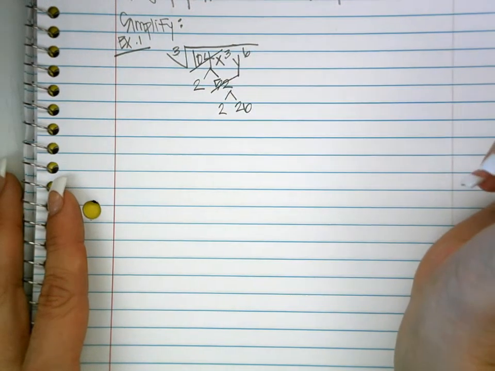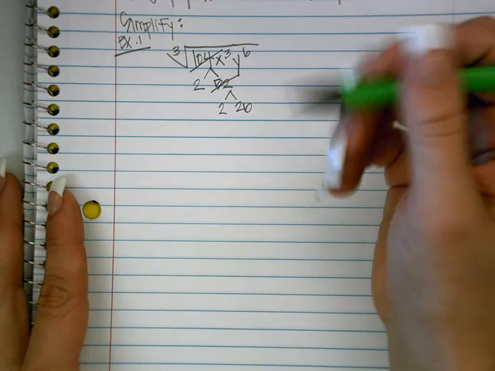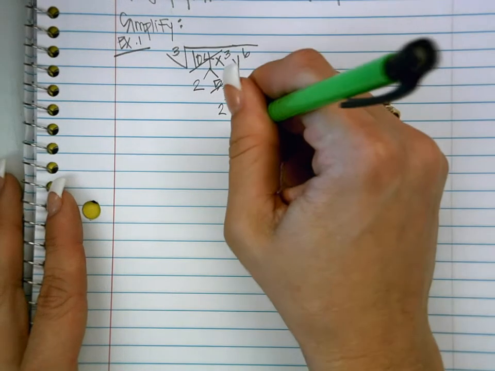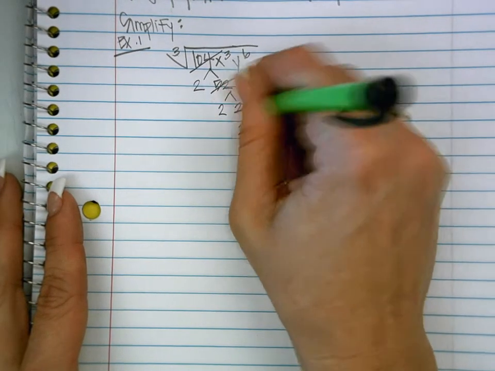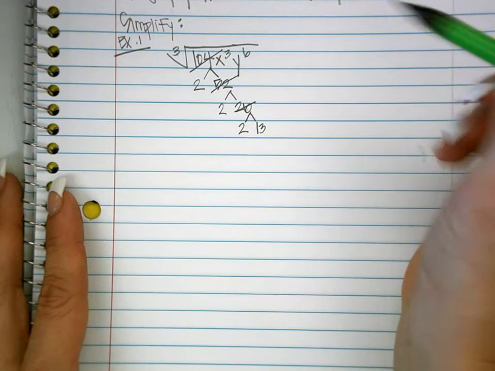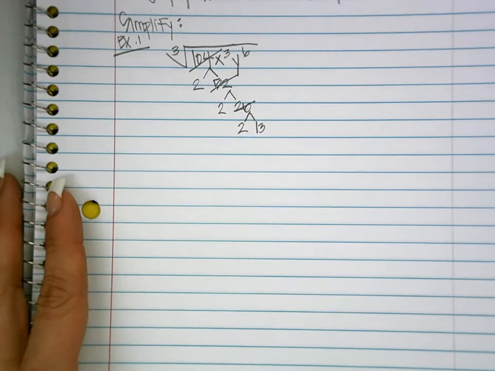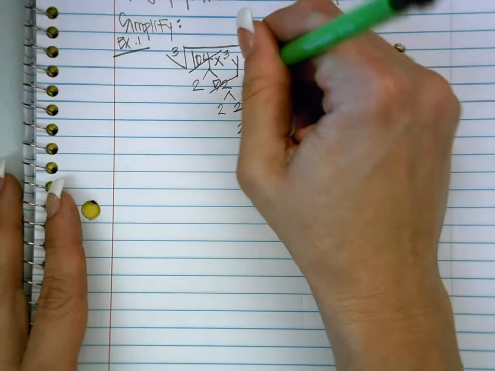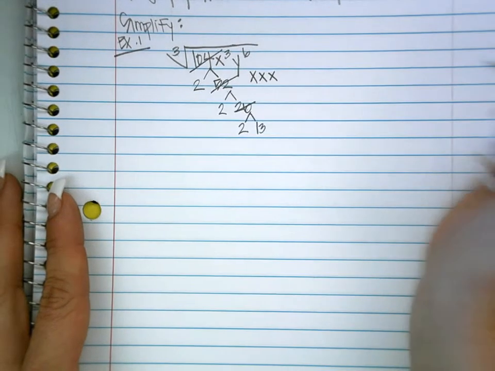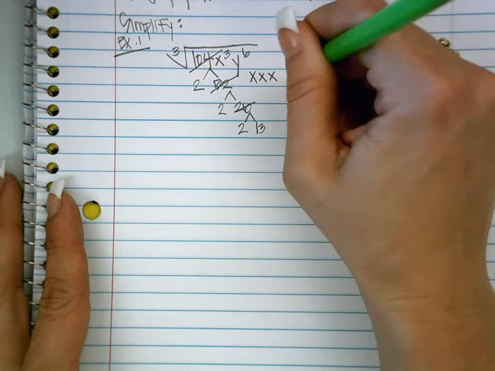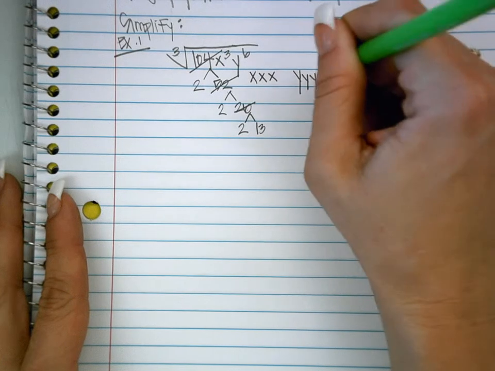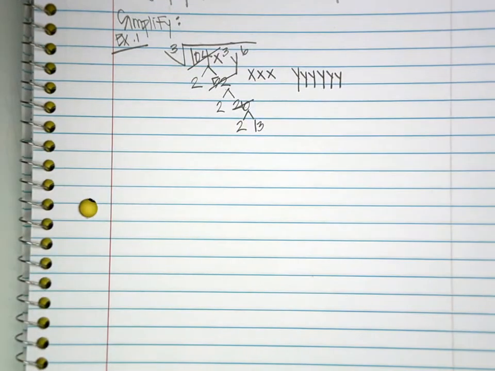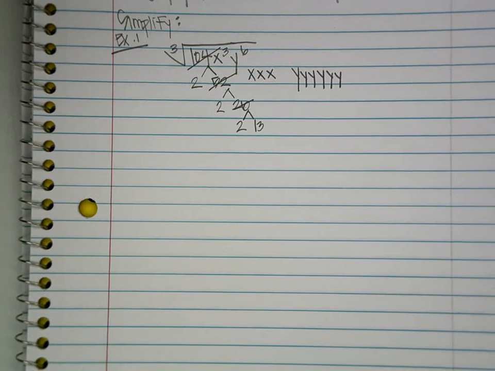Cross it out. You need to break this down as far as it will go. Can 26 break down? 2 and 13. Cross them out once you've broken them down. Can 13 break down? No. How about these x's? X to the third is x times x times x. Y to the sixth, you would actually write it out 6 times, all multiplied together.